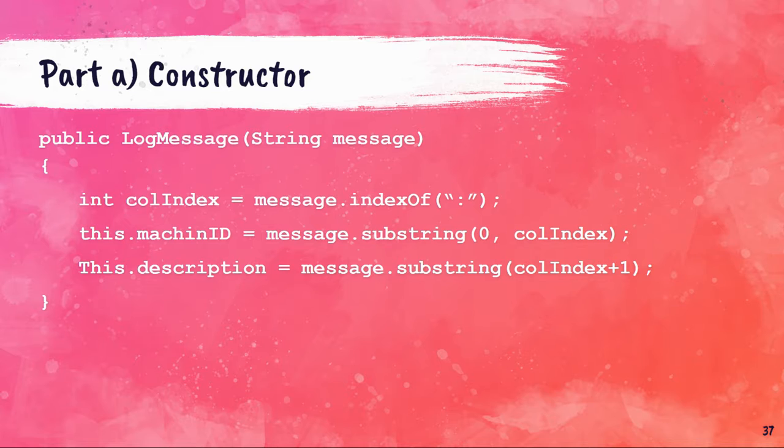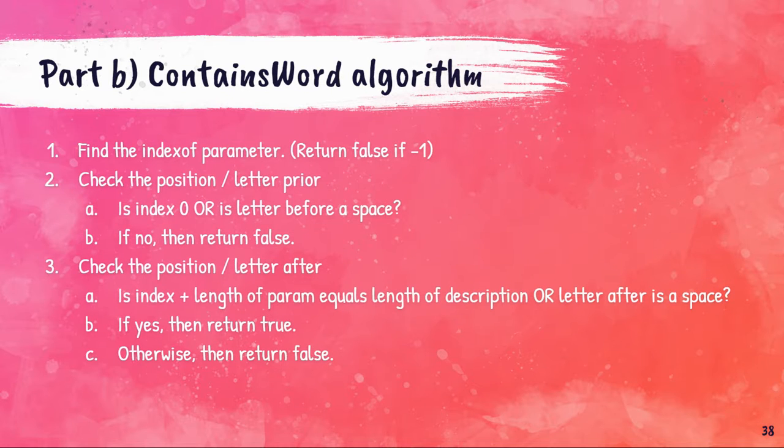Right? And the contains word method. This one is a little trickier because you've got to figure out where you are in all of this. So here's my solution to it. I'm going to find the index of the parameter. And by the way, if the search word is not found, it returns a -1. So I'm going to look for that. If it comes back -1, great, I'm already done. Return -1.